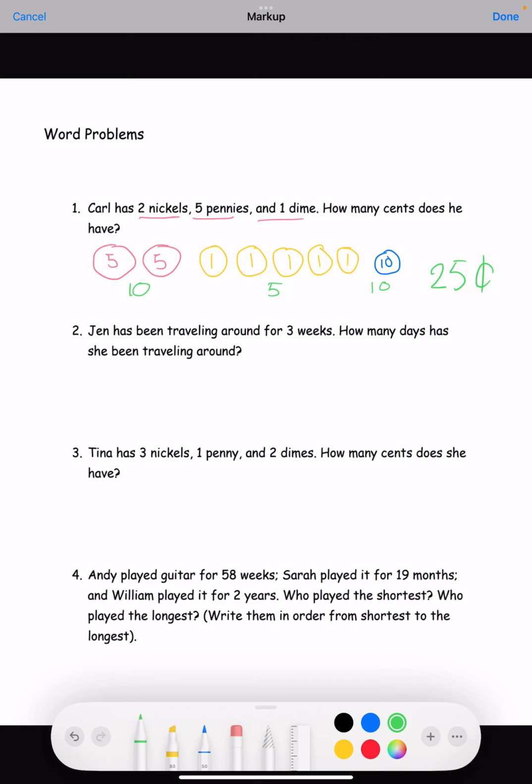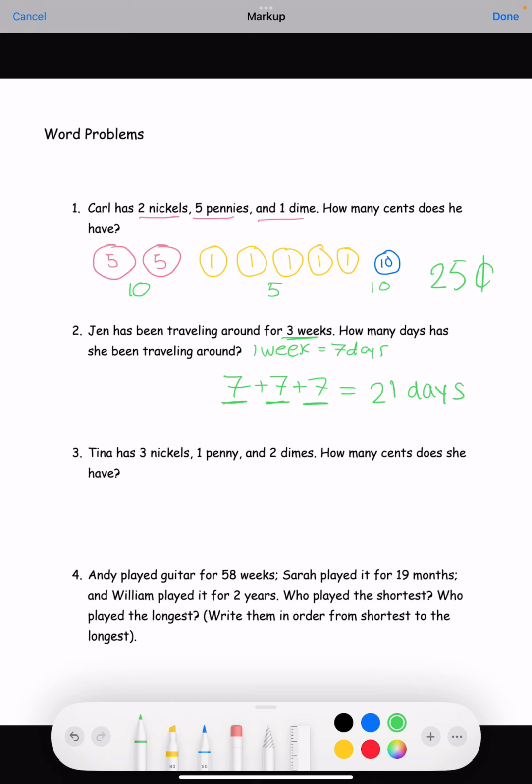Jen has been traveling around for 3 weeks. How many days has she been traveling around? So, in 1 week, there are how many days? There's 7 days. And she's been traveling for 3 weeks. So, 7 is 1 week. Another week plus another week for 3. Those are 3 weeks. So 7 plus 7 plus 7 is 21 days.